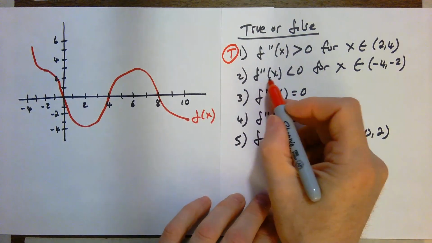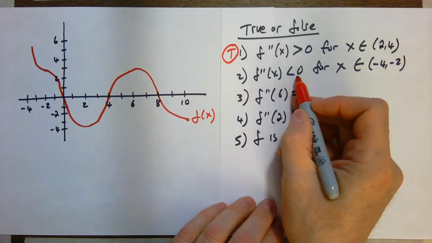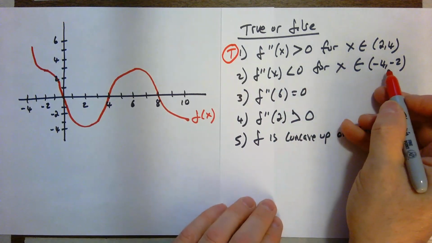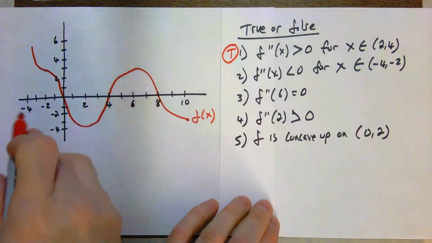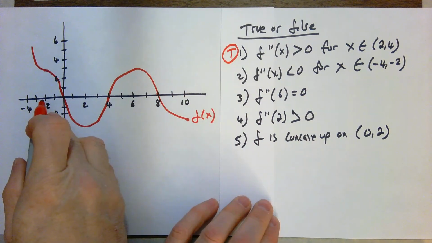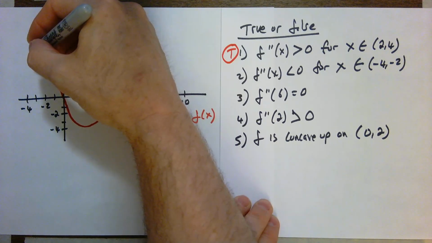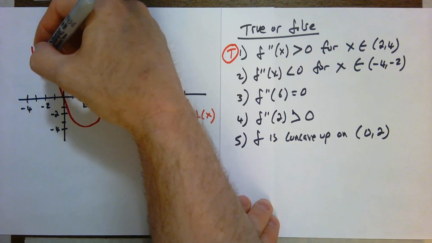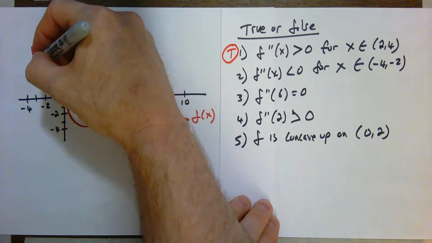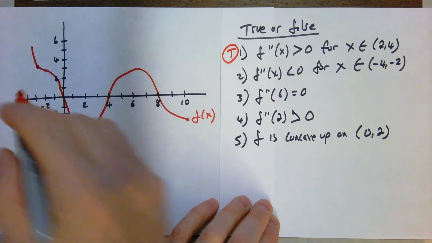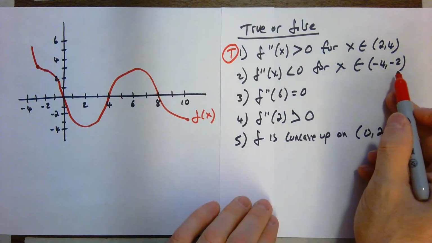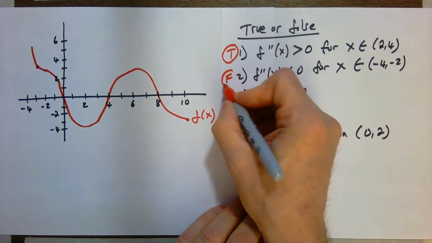How about this one? Is the second derivative negative for all x's over the interval from -4 to -2? Here's -4 to -2, and it looks like the tangent lines are below, but then at some point they're above and above and above. It looks like they change right around -3, so it's not the same over the whole interval. This is going to be false.